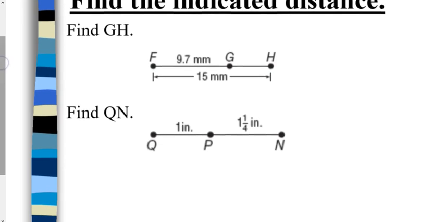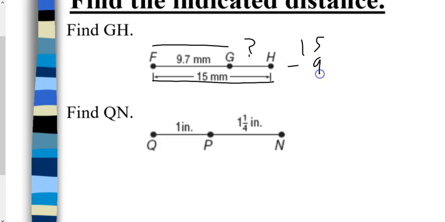So, find the indicated distance. GH is what we're trying to find right here. We know the whole thing is 15. We know this part is 9.7. So let's say you have a 15 millimeter drive. You're a little ant in a tiny little car. You drive 9.7 millimeters, and then you take a rest stop. How far left do you have in your drive? 15 minus 9.7. That's all you do. So you type that in your calculator, or you can do it by hand.